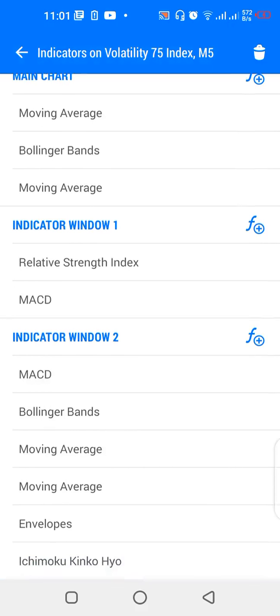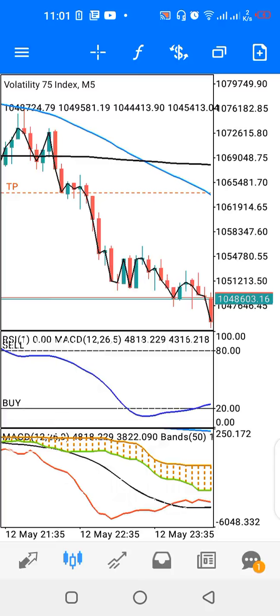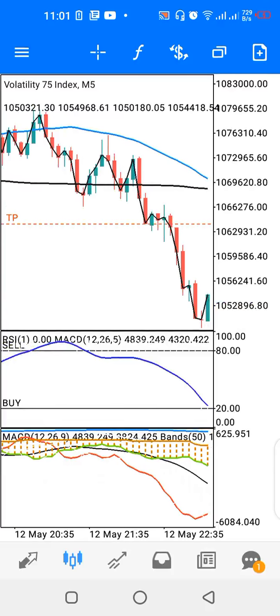Okay, then finally we have Ichimoku. Now the Tenkan Sen is 8. The Kijun Sen is 8. The Senkou Span B is 52. Okay, and the up Kumo is green. The down Kumo is orange. So that's that for the parameters.